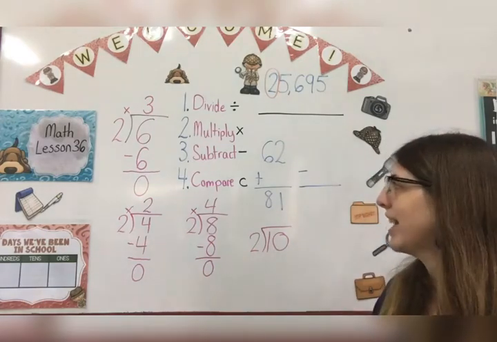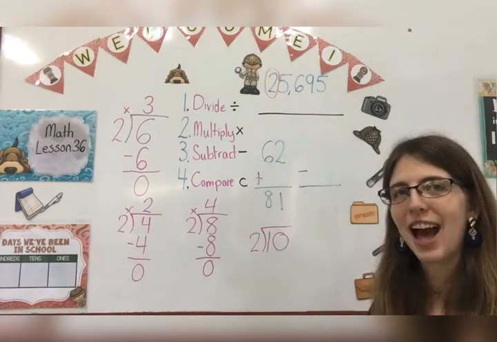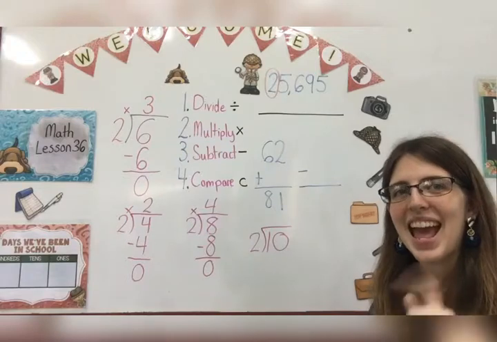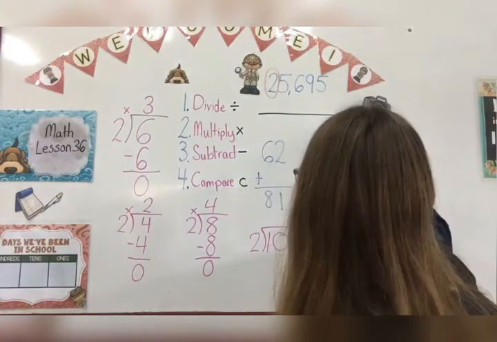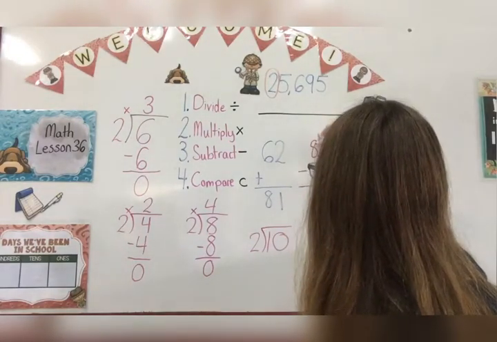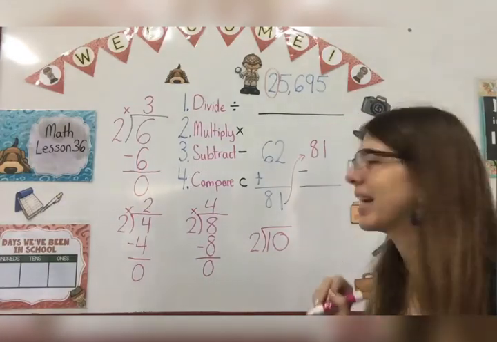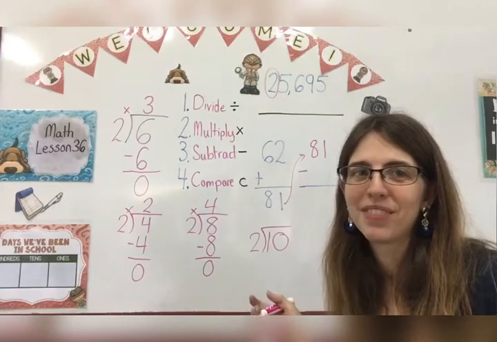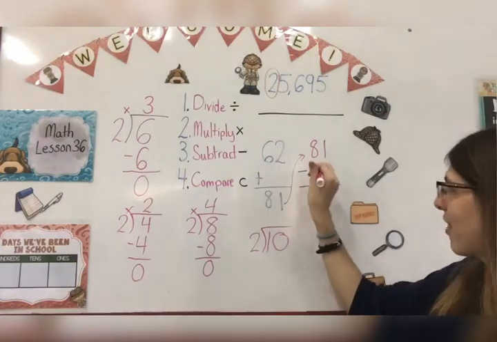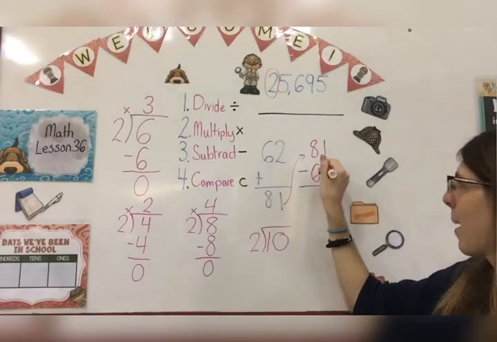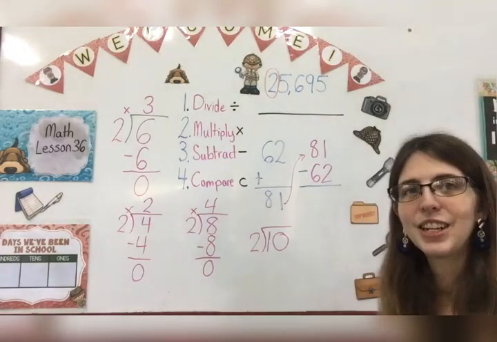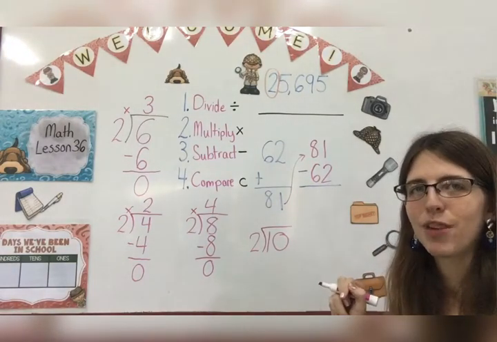Well, to solve this, what number goes on the top? 81, you're right. So I put this answer on the top. The biggest number always goes on the top. Then I subtract my other number. So 81 minus 62.